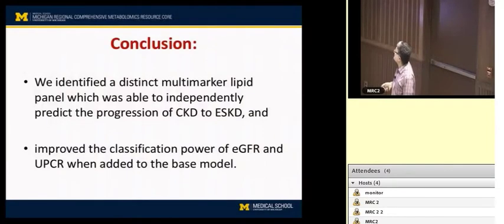In conclusion, we identified a distinct multi-marker panel which was able to independently predict the progression of CKD to end-stage kidney disease and improve the classification power of eGFR and UPCR when added to the base model.